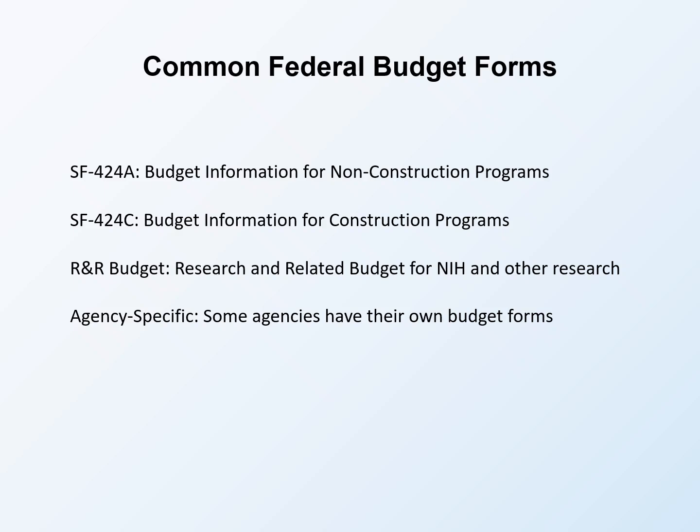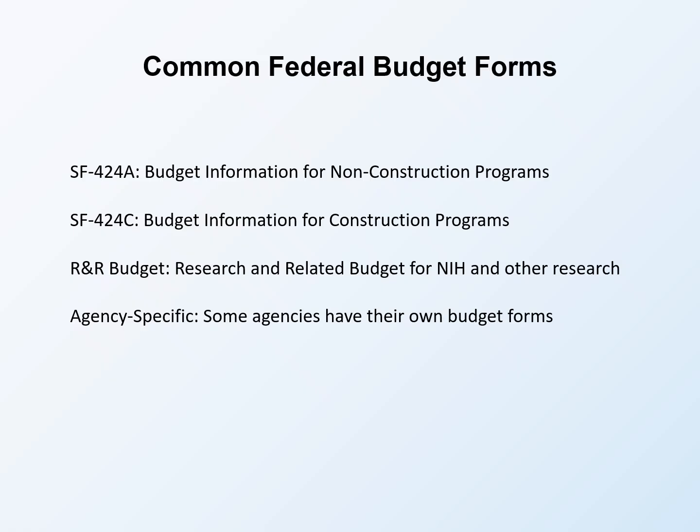The SF-424C is the parallel form for construction programs. If your grant includes construction or major renovation, this form may apply instead of or in addition to the A form. Construction-related costs require different categorization than program costs. The R&R budget, research and related budget, is used for NIH and other research-focused programs. This form series includes detailed sections for personnel, equipment, travel, and other categories specific to research projects. Research proposals typically use R&R forms rather than the standard SF-424 series.